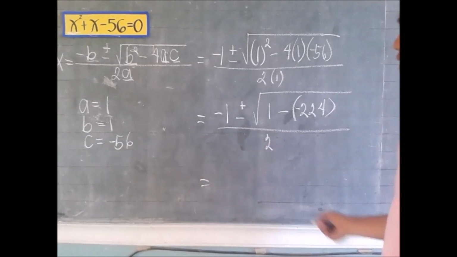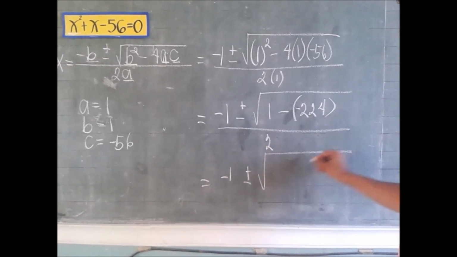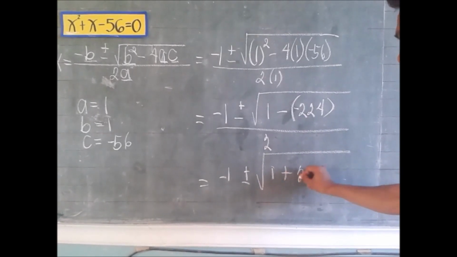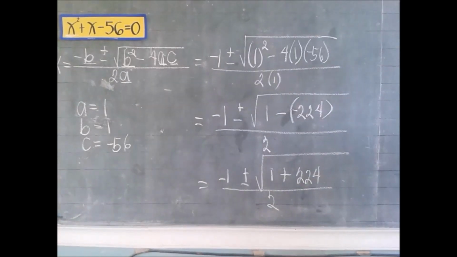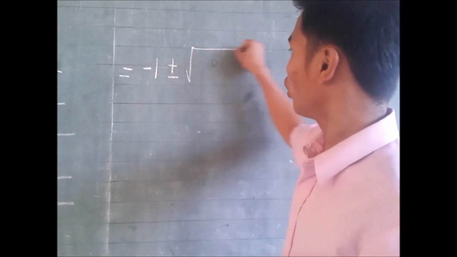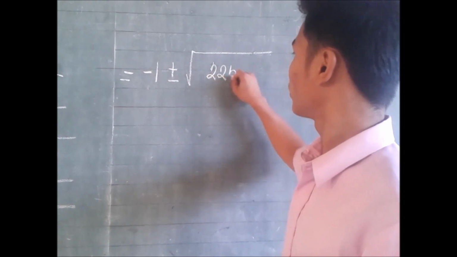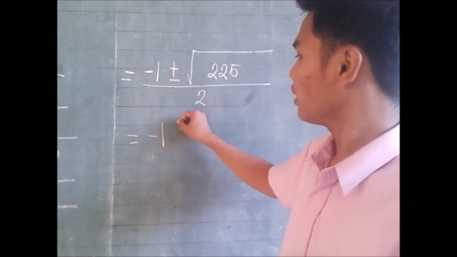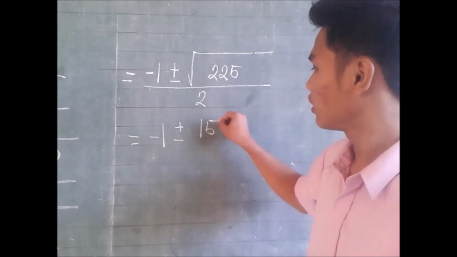Is equal to negative 1 plus minus square root of 1. Negative times negative is positive. Plus 224. All over 2. Is equal to negative 1 plus minus square root of 1 plus 224 is equal to 225 all over 2 is equal to negative 1 plus minus square root of 225 is 15 all over 2.